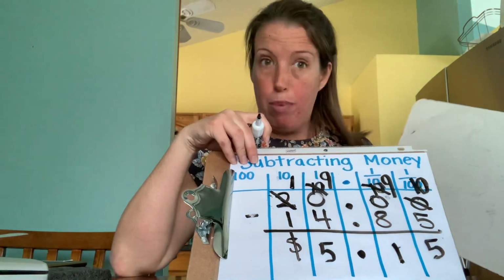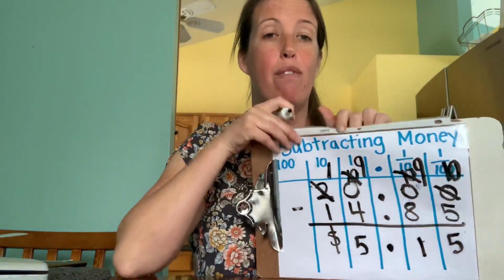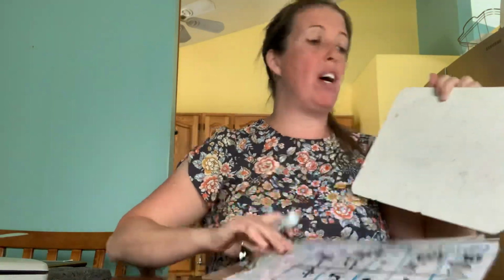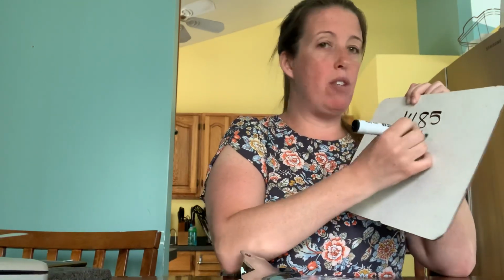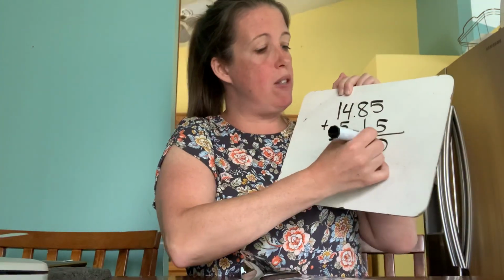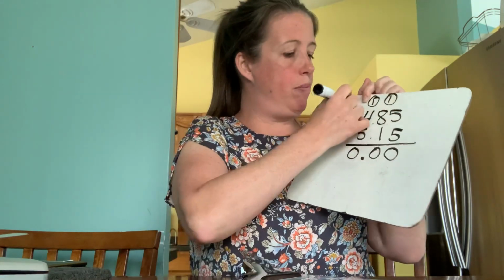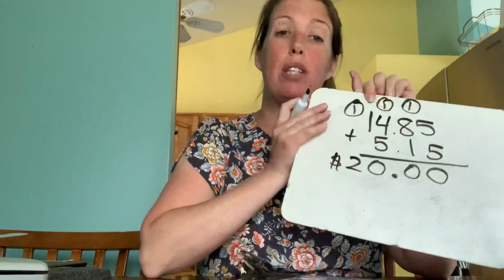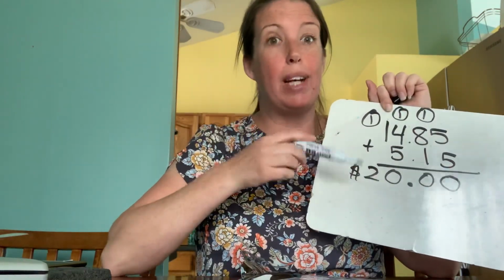Now, when I subtract across zeros, I always check. I'm going to see, if I add $14.85 plus this $5.15, will I get $20? So $14.85 plus $5.15, will I get my $20? I did. So I know my answer is correct. Sometimes you're going to see that you end up with $21, then you made a mistake, or $19, then you made a mistake. Okay? Let's try another one that subtracts across zeros.